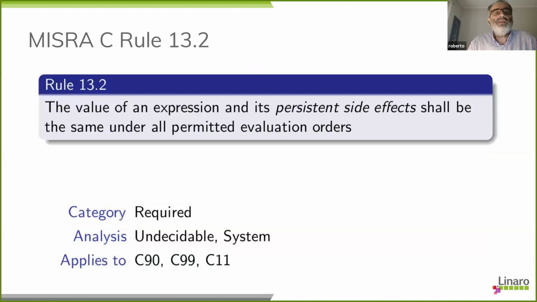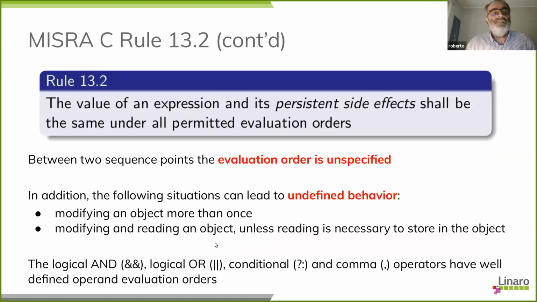The last rule I will present is connected to unspecified behavior and also to some form of undefined behavior. It says the value of an expression and its persistent side effects shall be the same under all permitted evaluation orders. We have seen that evaluation orders are typically unspecified in many cases. So it's unspecified behavior, but there are situations in which you have undefined behavior connected to violation of this rule. For example, when you modify an object more than once. If you write ++i plus ++i, this is undefined behavior, because you are trying to modify an object more than once between two sequence points. And also the same happens when you are modifying and reading an object at the same time, unless reading is necessary to store in the object.